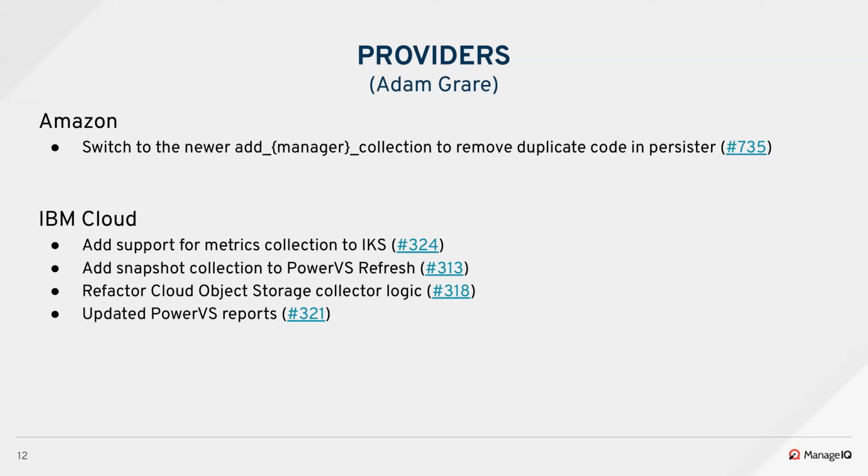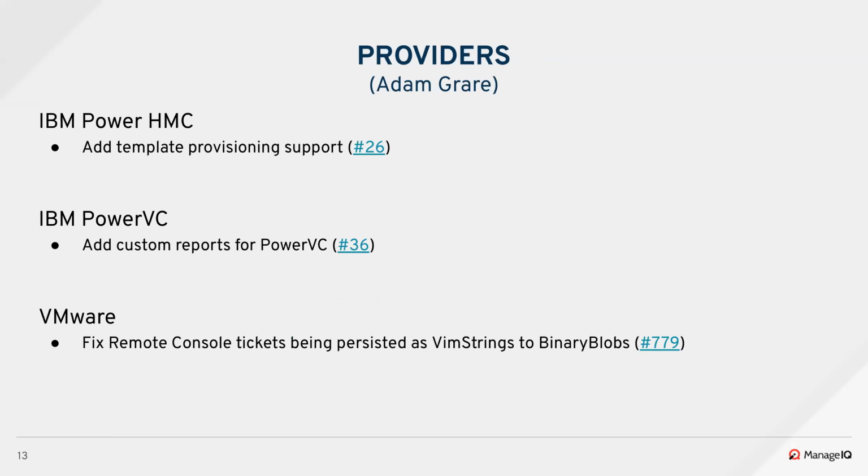We also added a bit of refactoring on how the cloud object storage collector logic is working. Previously, this was put in the parser when it really should have belonged in the collector, so it can be shared across targeted and full refresh. And we also updated some of the Power VS reports to be more specific to Power VS as we split out reports into other providers. Next slide.